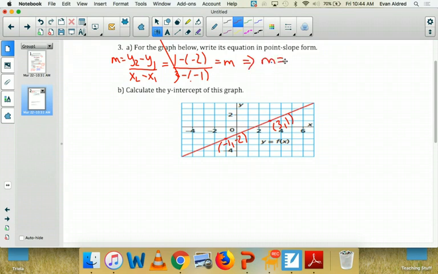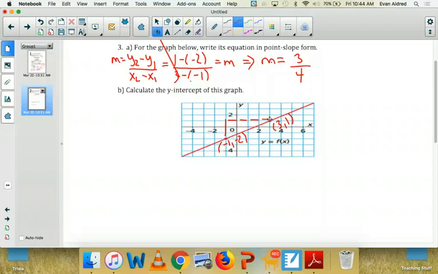So 1 subtract negative 2, that's 3. 3 subtract negative 1, that's 4. So we have a slope of 3 over 4. And again, if we want to make sure that that's right, we can count. Up 1, 2, 3, across 1, 2, 3, 4. So our slope is good there. So we have our slope.